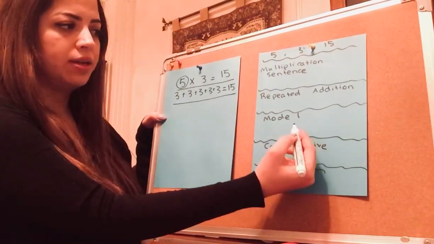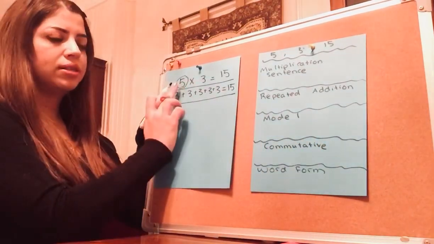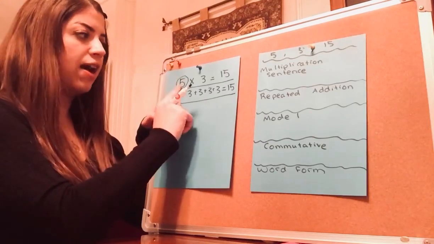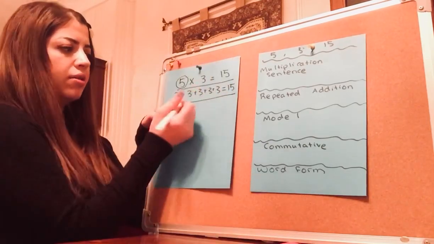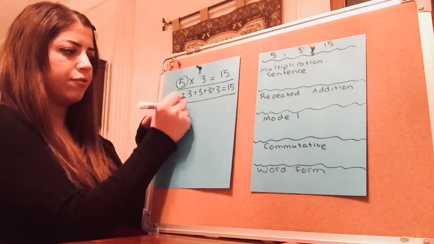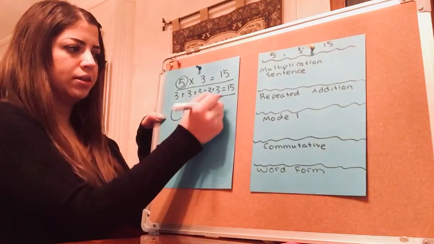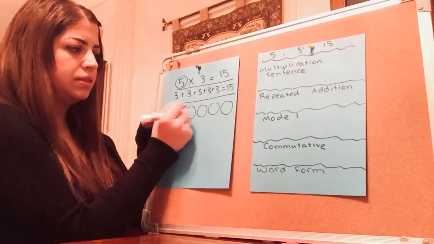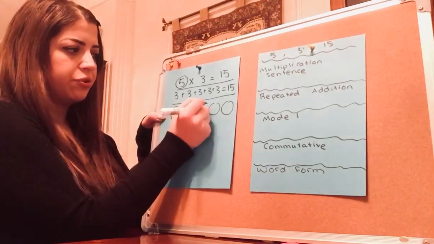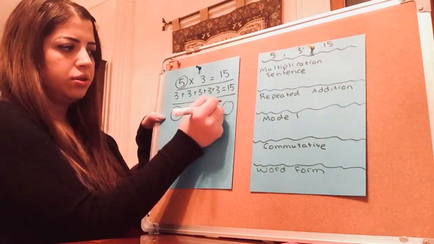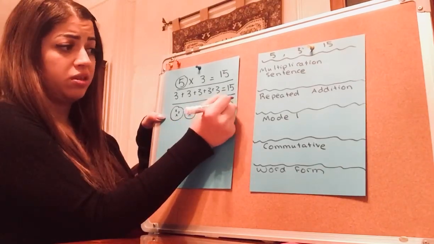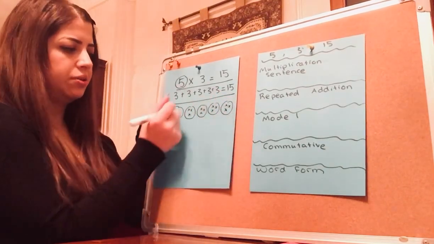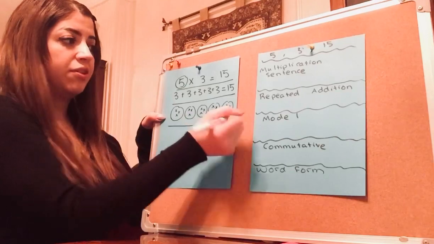My third form is the model form. I go back to my multiplication sentence. I have 5 multiplied by 3. So that means 5 groups. I'm going to be drawing circles right now. And I'm going to place 3 items inside each group. Now, when you model, you can choose any different form you'd like, any picture you'd like, but it's always easier to use circles. Here's my third form.